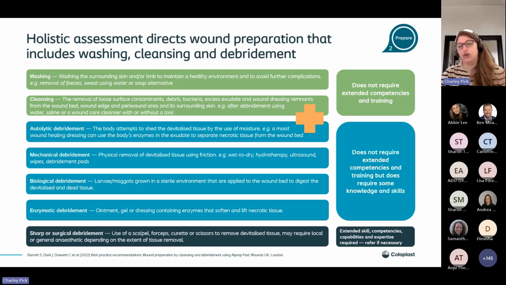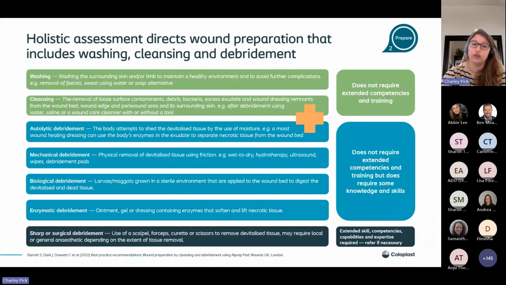So a long time ago, we'd use the wet to dry. We'd use wet gauze, place it on the wound, leave it to dry and then pull it off. Your patient would be on the ceiling in absolute agony, but you would have removed some of that devitalized tissue, as well as probably causing some trauma. We now have lovely debridement pads, such as the AllPrep pad, to help us with mechanical debridement. And this doesn't require extended competencies and training, but does require some knowledge and skill.